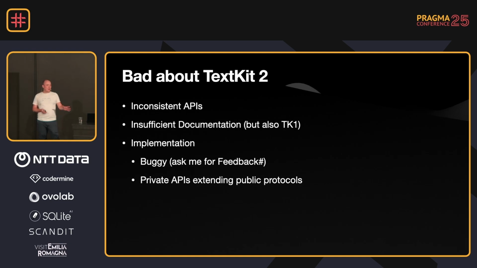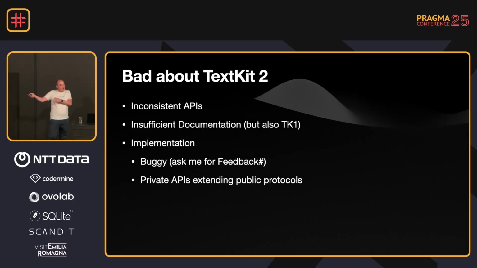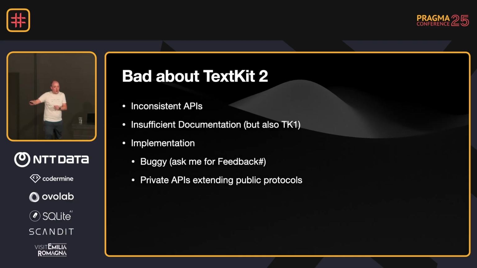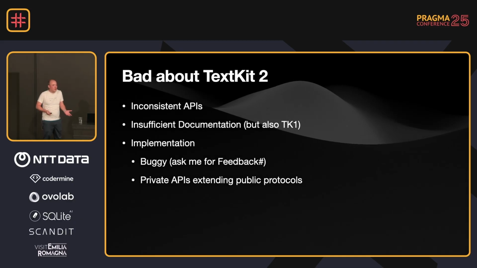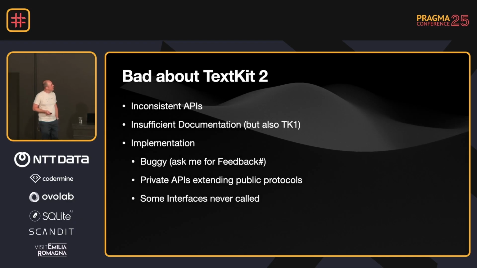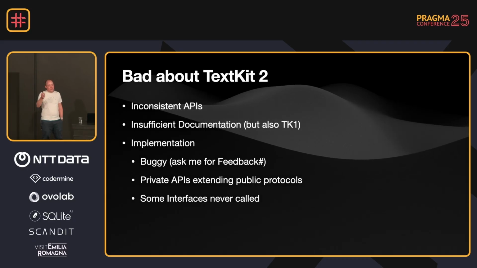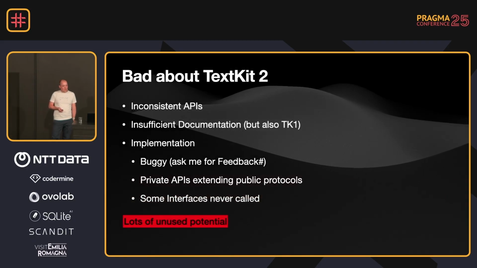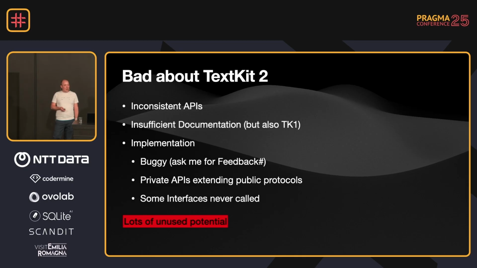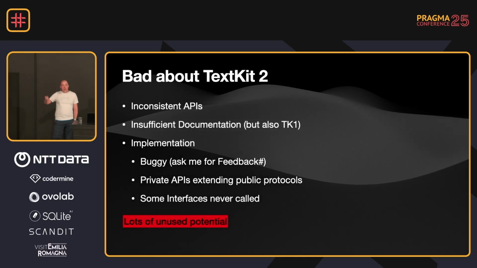This is a fun one. There are public protocols, like this is a protocol for component A talking to component B. But there are private functions being called over this protocol that are not documented. If you try to implement it, it just crashes, right? And there are many interfaces in this whole thing that are never called by anyone. Yeah. So to sum it up, TextKit 2 has a lot of unused potential, right?